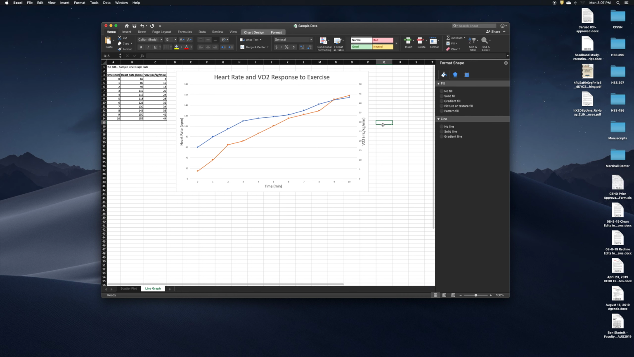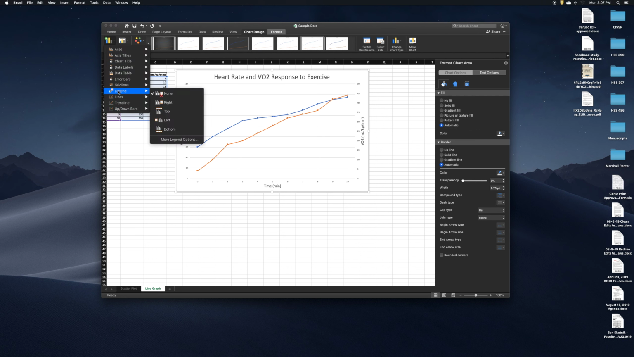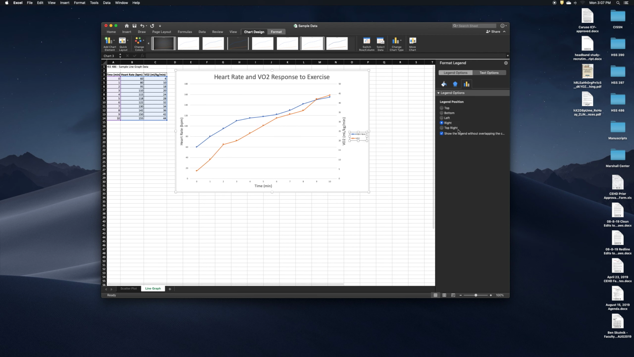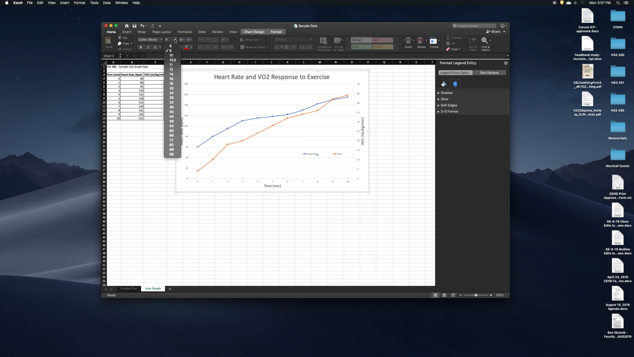Now, what else do we need? Well, we really could use a legend because we always want to know what it is we're looking at. Again, I like to overlap it, especially with something like this because we have so much white space here. And I like to then make this a little bit bigger as well so we can see what line represents what.